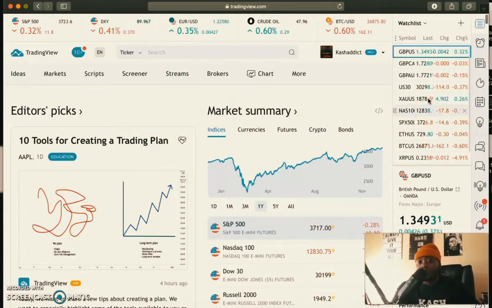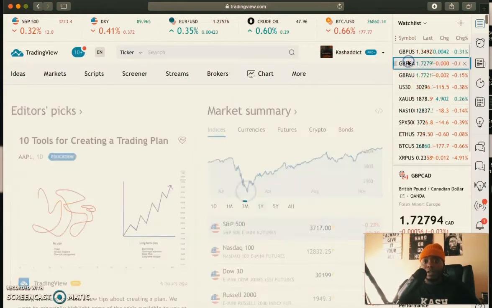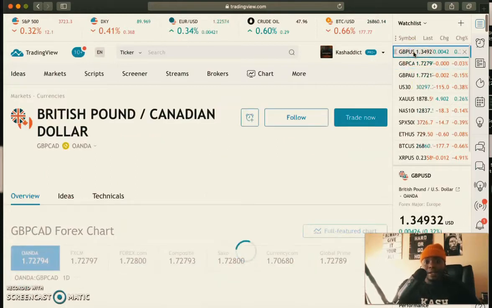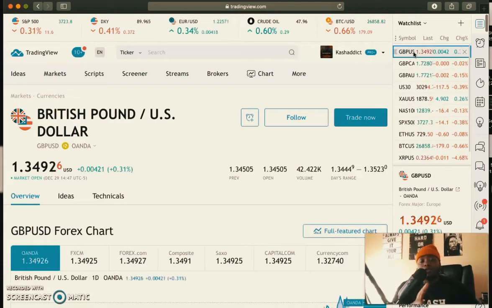So what we're going to do is go over here to GBP/USD. This is a pair that I trade frequently, so I kind of know how it moves. Now, if you are a new trader, you need to figure out what pair you like the best, that you're going to take your time with and see how it moves, and you can make money with 1 to 2 pairs.